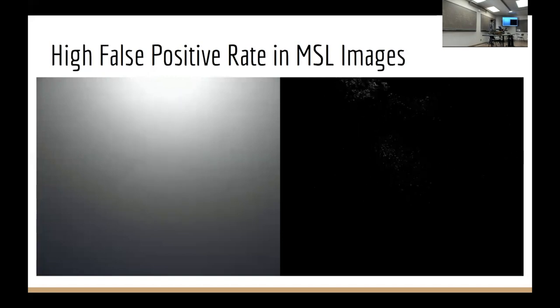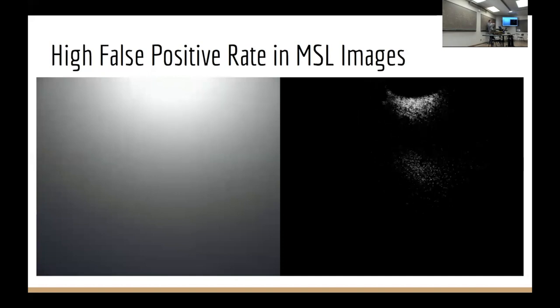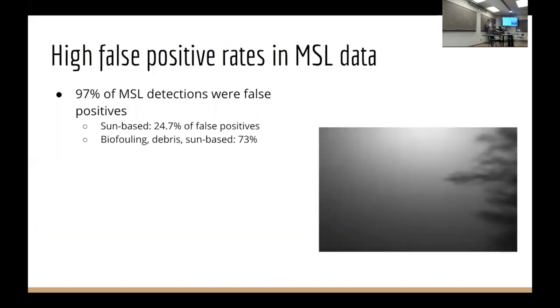And we can see that despite no motion, the noise blows up. And in many cases, this will be extremely dramatic and almost impossible to filter. And so because of these two, we found that when we applied this to the MSL data, we had a lot of false positives. We found 97% of our detections were false positives. And the majority of these were due to the sun-based effects, about a quarter, and biofouling, debris and sun-based were about 3/4.